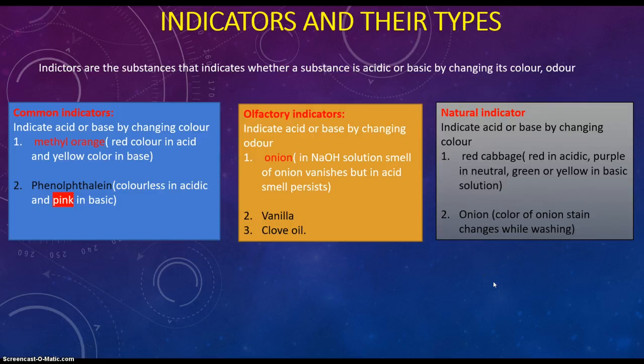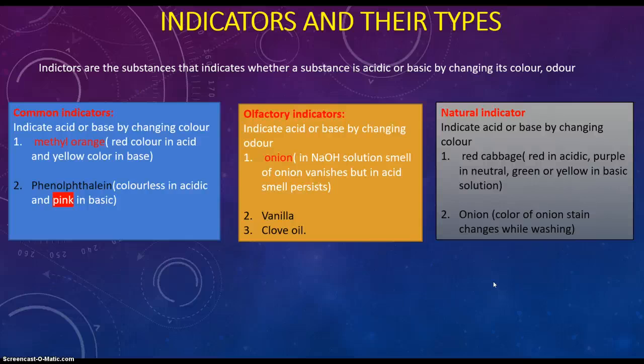Now let's move on to the new topic, that is called indicator. What is an indicator and what are its types? First of all, we have to know what an indicator is. Indicators are substances that indicate whether a substance is acidic or basic by changing its color or its odor. These are substances that can indicate the presence of an acid or a base in a solution by changing color or odor.